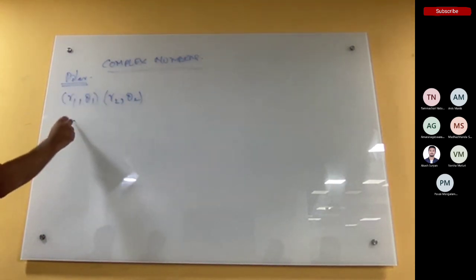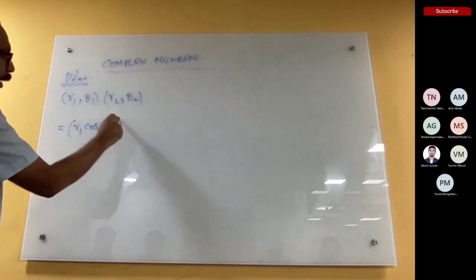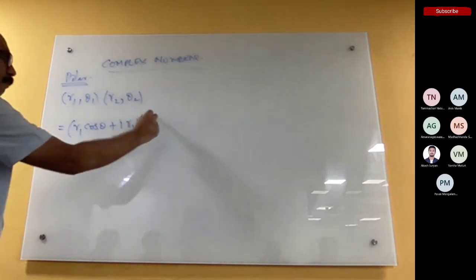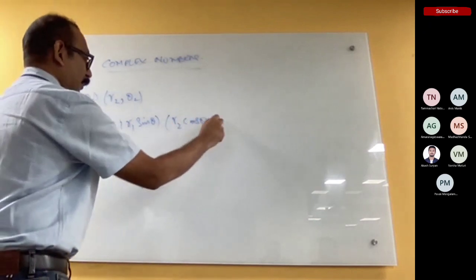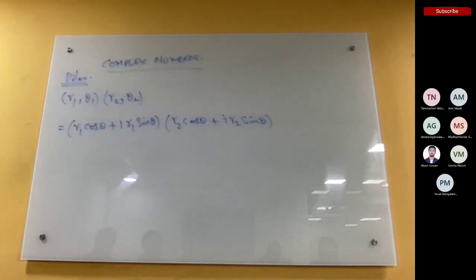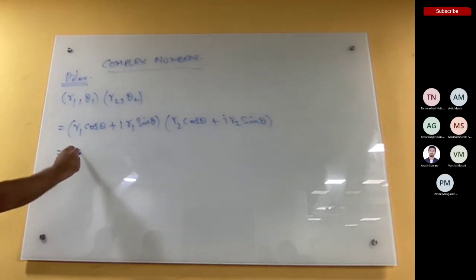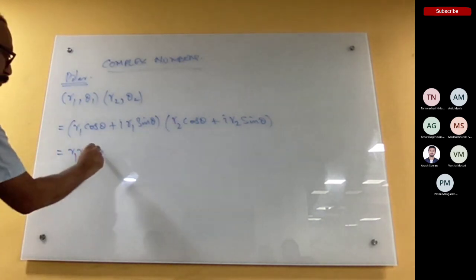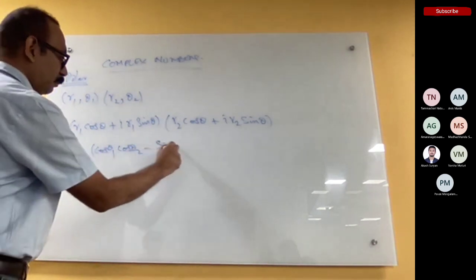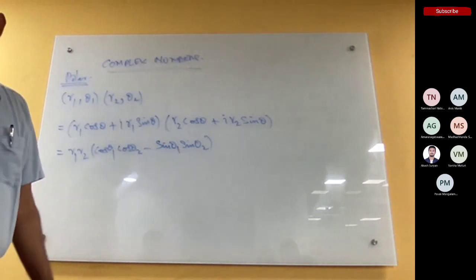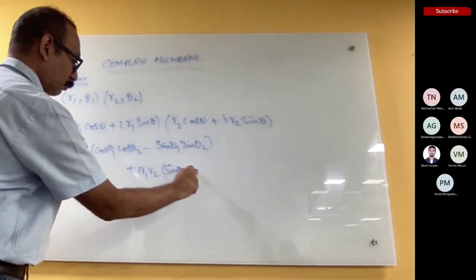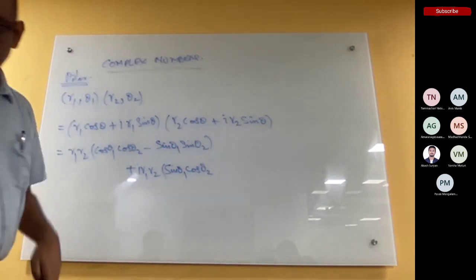This can be written as R1 cos theta 1 plus i R1 sine theta 1, right? Multiplied by R2 cos theta 2 plus i R2 sine theta 2. Correct? So just multiply. I will just read this out because I don't want to calculate everything again. R1 R2 times cos theta 1 cos theta 2 minus sine theta 1 sine theta 2. Just multiply it, there is nothing complex that I'm doing here. Plus i R1 R2 times sine theta 1 cos theta 2 plus sine theta 2 cos theta 1.